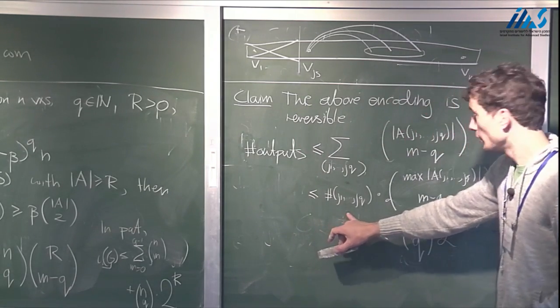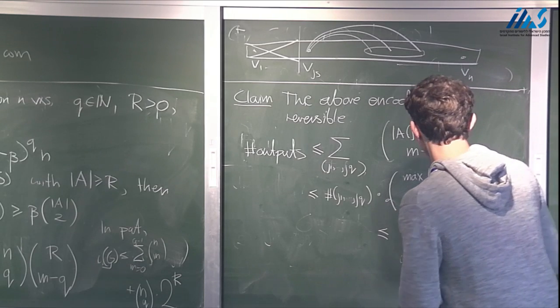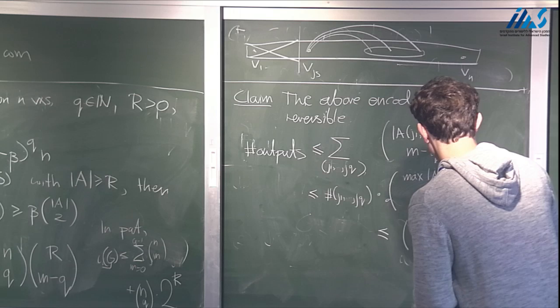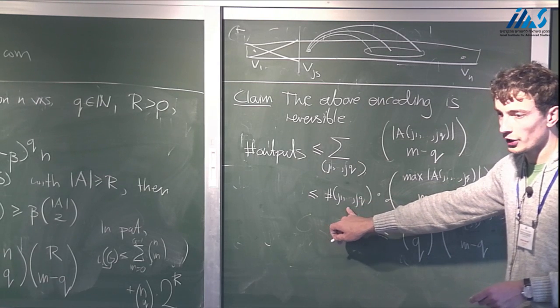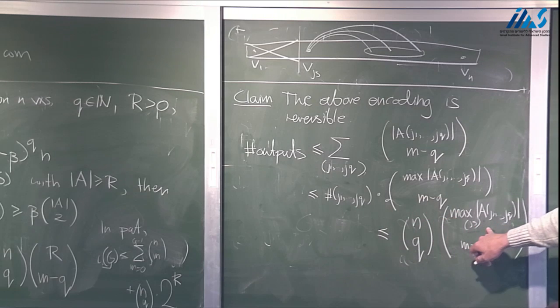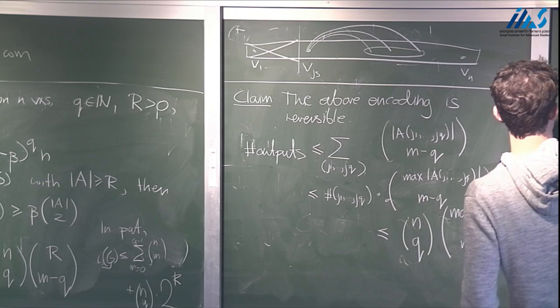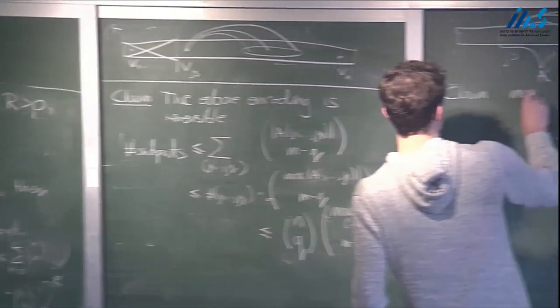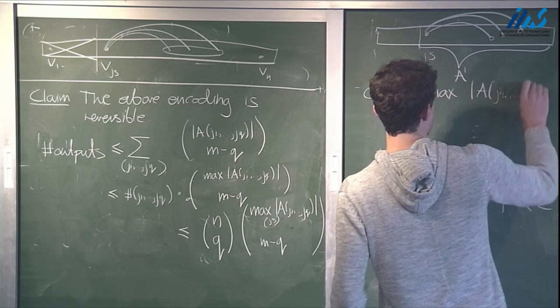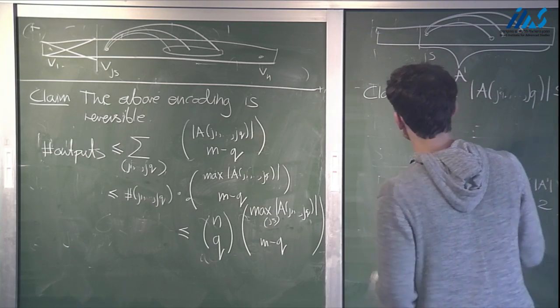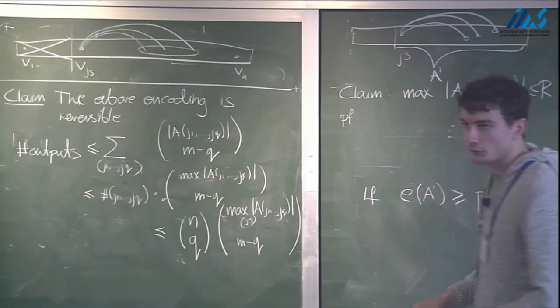Now the number of sequences is still at most N choose Q. So I just replace this with 2 to this maximum, times this maximum choose M minus Q. And the only thing I need to convince you of is that regardless of what I choose for J1 up to JQ, this number will be at most R. And then the statement will be proved. So the claim is that this maximum is at most R.